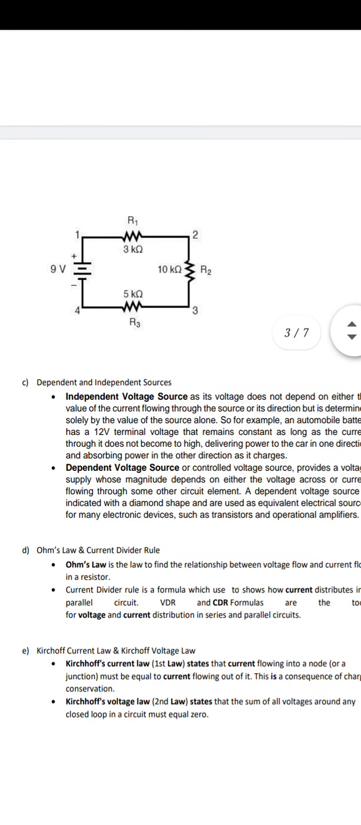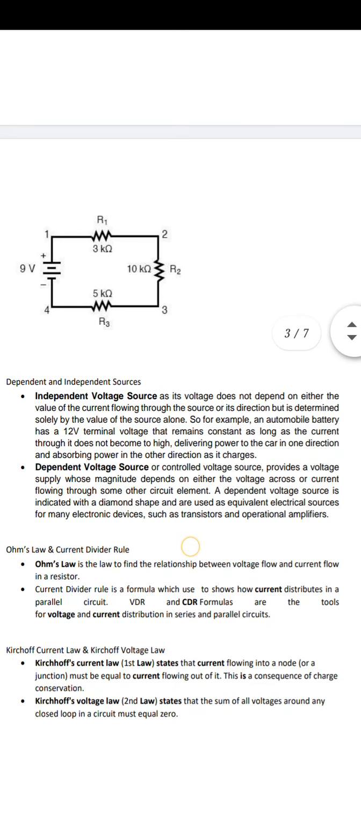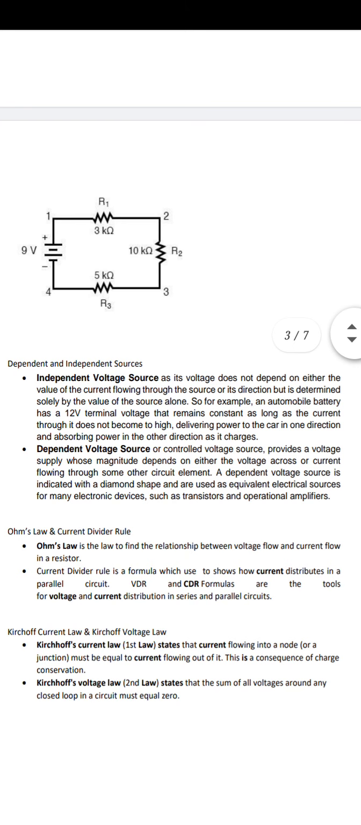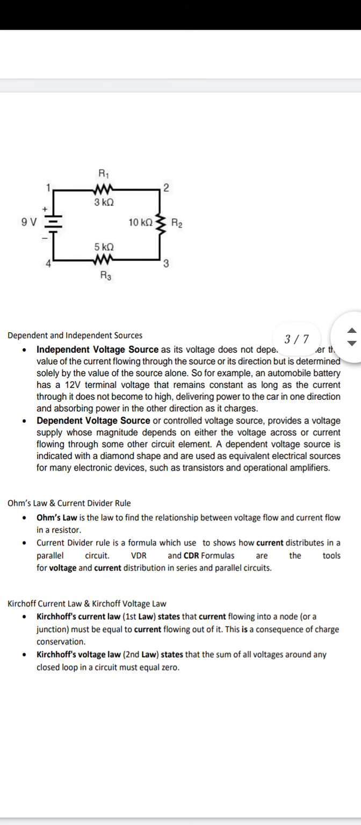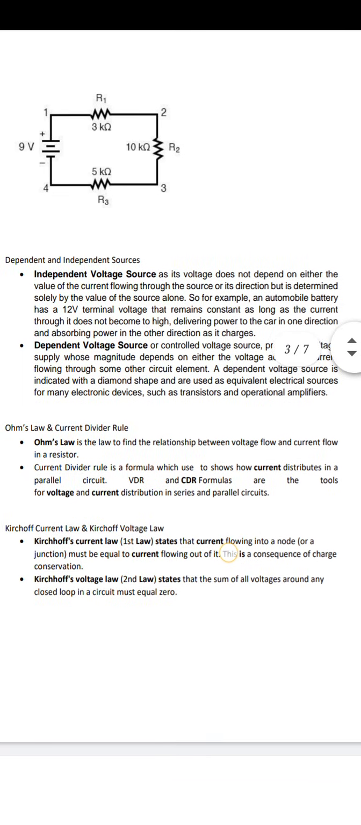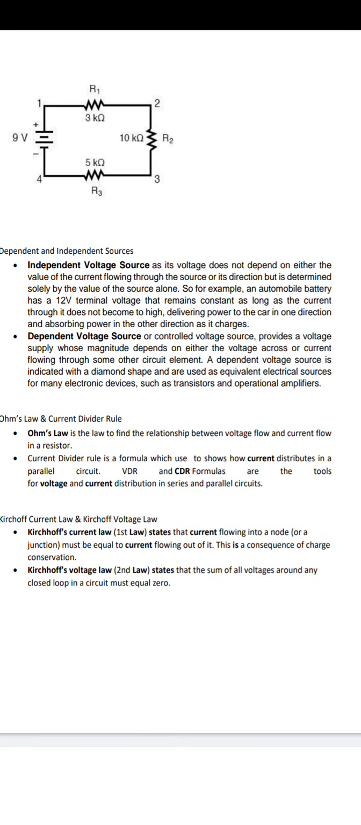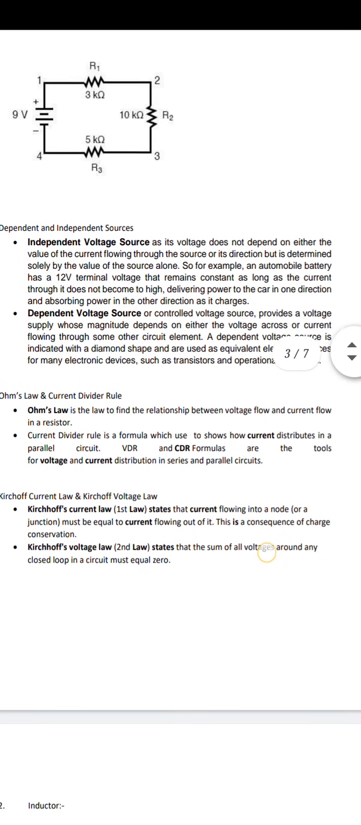For C, dependent and independent sources. An independent voltage source has a voltage that does not depend on either the value of the current flowing through the source or its direction, but is determined solely by the value of the source. For example, an automobile battery has a 12 volt terminal voltage that remains constant as long as the current through it does not become too high. It delivers power to the car in one direction and absorbs power in the other direction when charged.